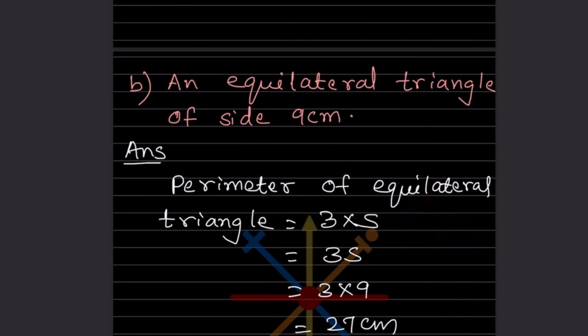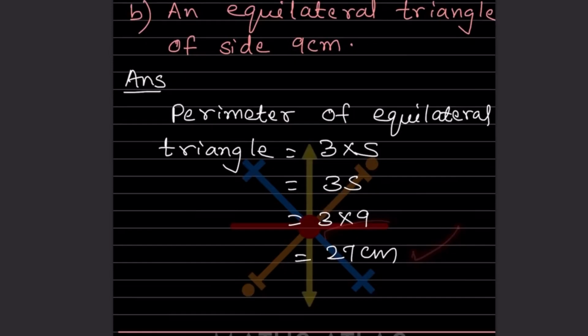So 3 multiplied by s, so s is given as 9. So this 3 multiplied by s, I wrote this step extra, and then I put the 9 over here. So this is 27 centimeter.